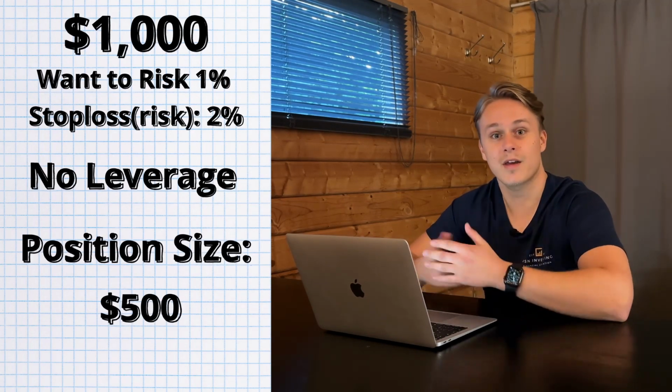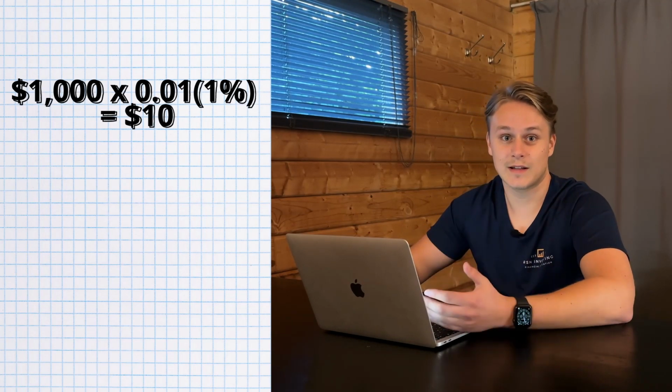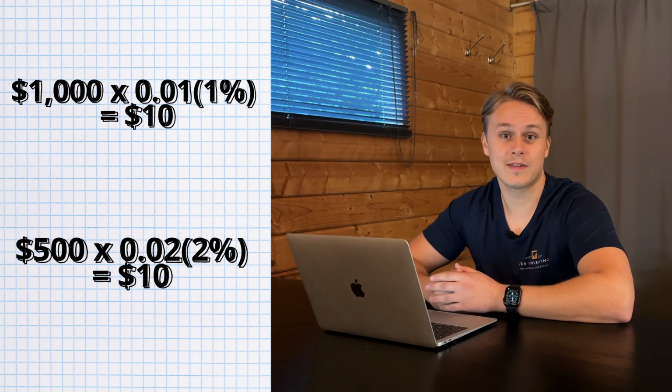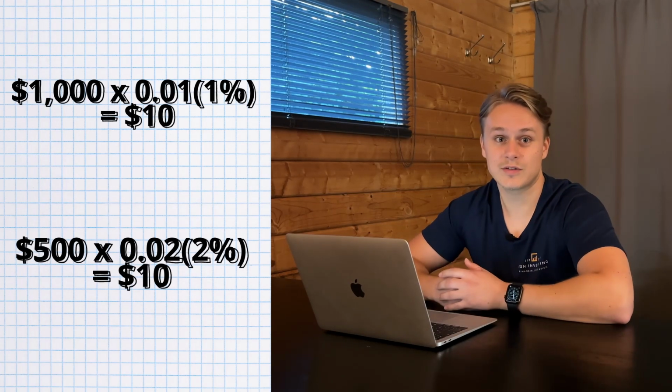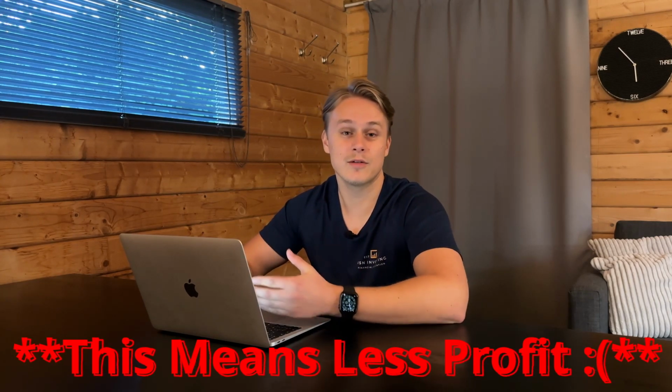I'll show you the math again. 1% of $1,000 is $10 and 2% of $500 is also $10. So again, you risk the same amount of money, but this time around we are using less money. So basically you calculate how much more away or closer your stop loss is from your usual risk, and then you multiply or divide accordingly.